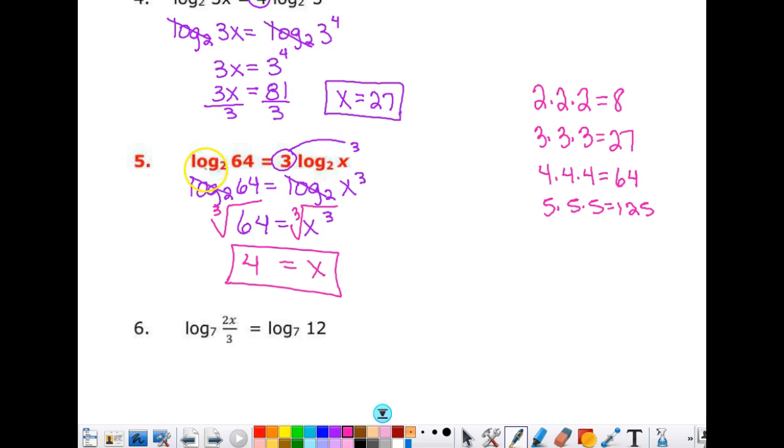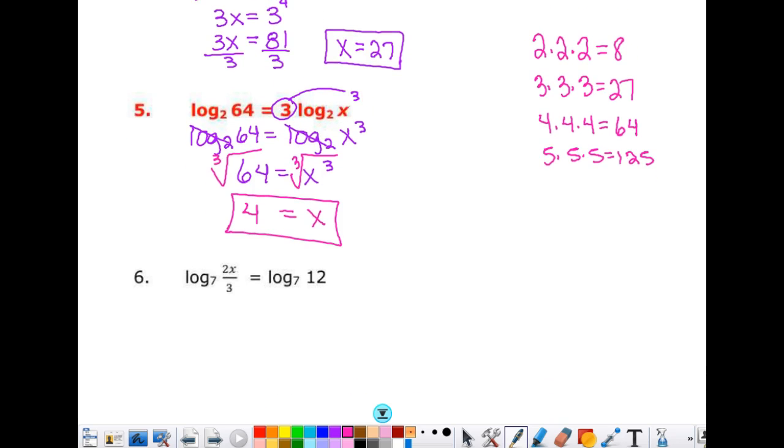So when you have logs on both sides of the equal sign, you clean it up a little bit if it needs cleaning up, and by that I mean putting the power in the front. And then you just get rid of the logs because they divide out. Okay?